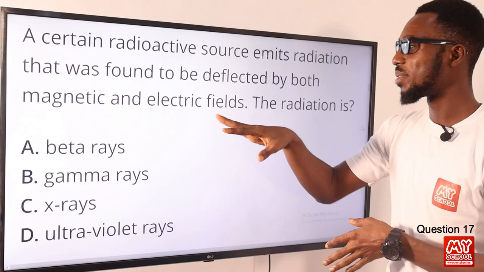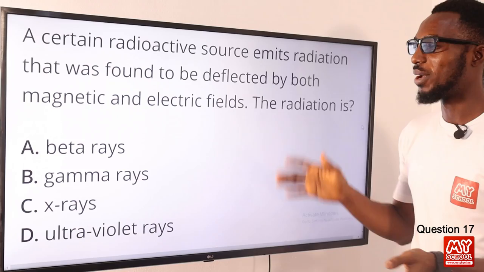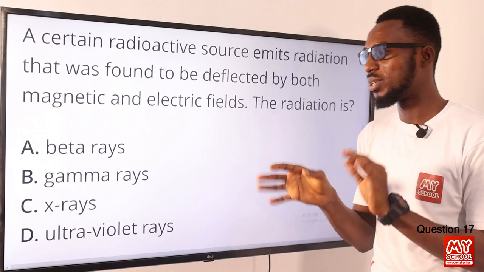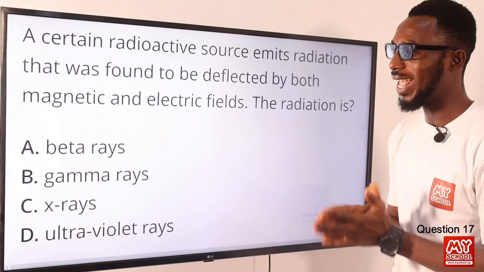Even alpha rays are affected by the electrostatic field. If I had alpha rays and beta rays, I would have some kind of distinction to make. So beta rays is the correct option. Option A is very valid.